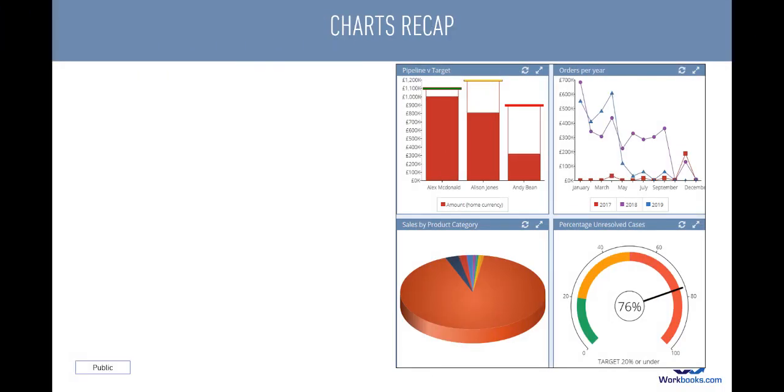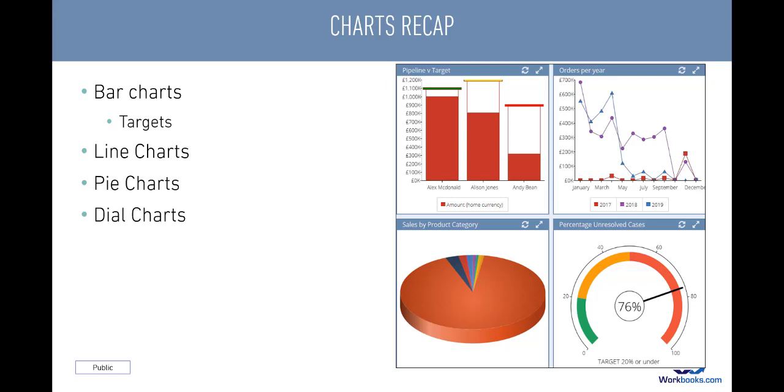Here's a quick recap on charts. There are 4 different types of chart that you can create. Bar charts, which can include targets, line charts, pie charts, which can also be displayed as donuts, and dial charts. In each instance, you have to start by highlighting the summary view for which you want to create a chart and then select what type of chart you want. You can't change the type of chart once you've selected it, but it is easy to delete it and start again with a new type if you want to.